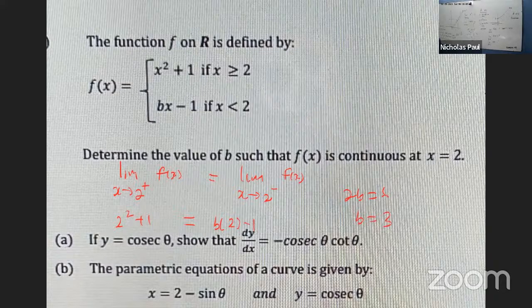That makes sense? You could use that, or you could also use the limit as x approaches 2 of f of x is equal to f of 2. You could have also done that. For f of 2, plug in 2 in here, so that'll be 2 squared plus 1. And for the limit, all you have to do is just plug in 2 in the next one. Everything in the limit is easy. So you could have also used that and you would have gotten b times 2 minus 1, the same principle.